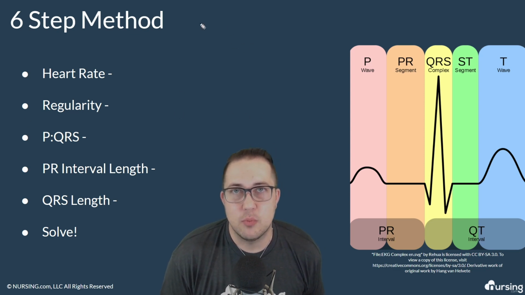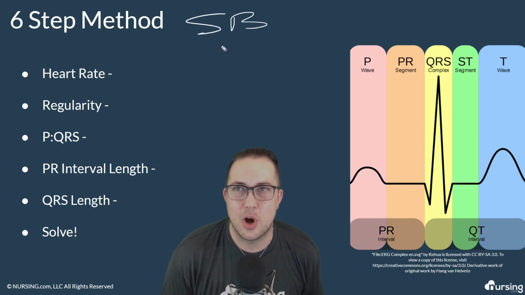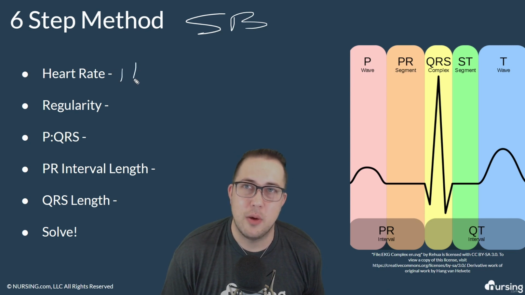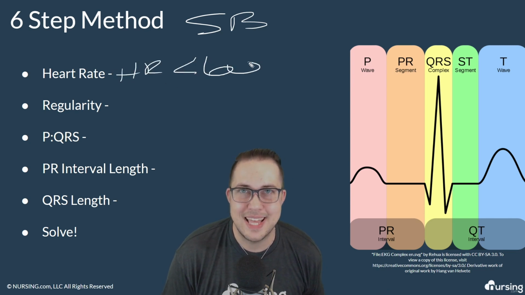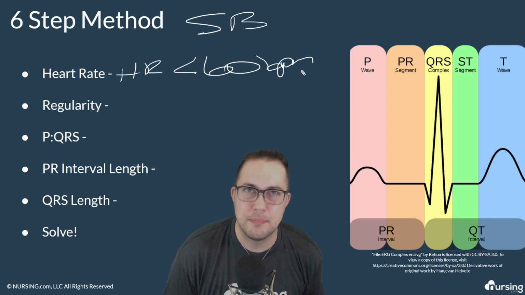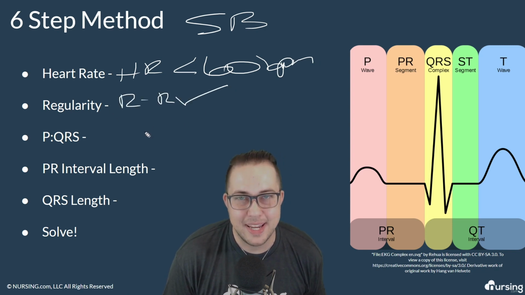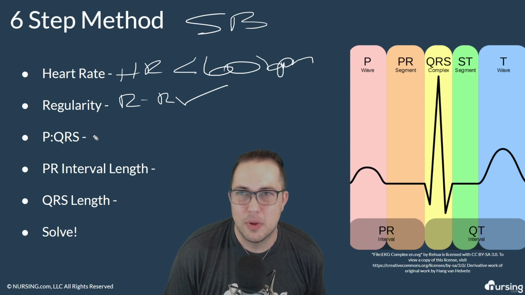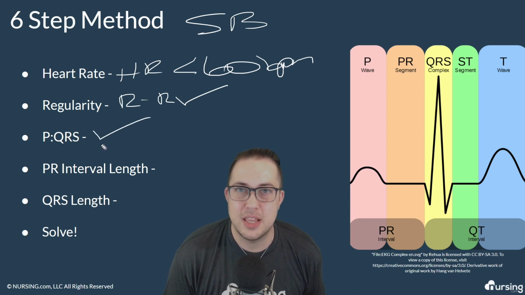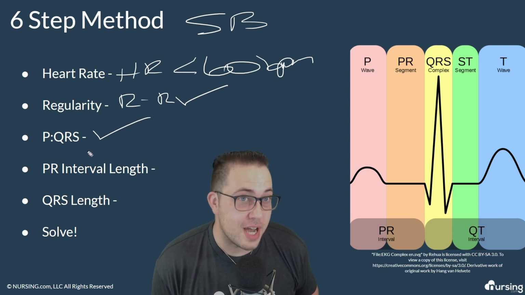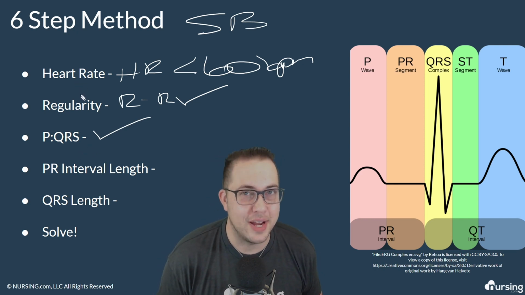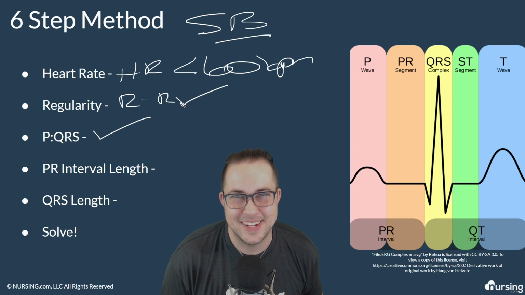So what are we going to see when we use the 6-step method to solve for sinus bradycardia? Well, we know that we're going to be looking at a heart rate less than 60 beats per minute. Regularity, that R to R regularity, we will indeed see a normal R to R interval. One P for every QRS complex. Again, yes, we will see that. This is essentially normal sinus rhythm, but with a slower heart rate. Let's remember that's what sinus bradycardia is.